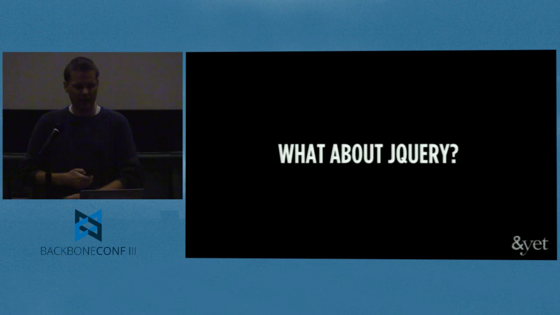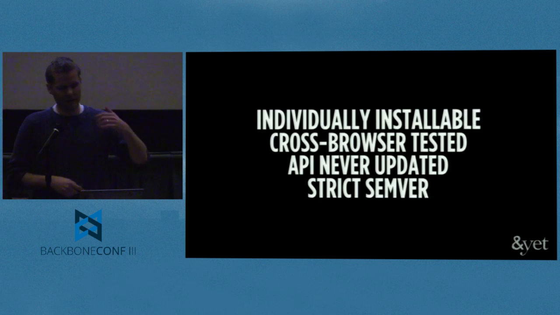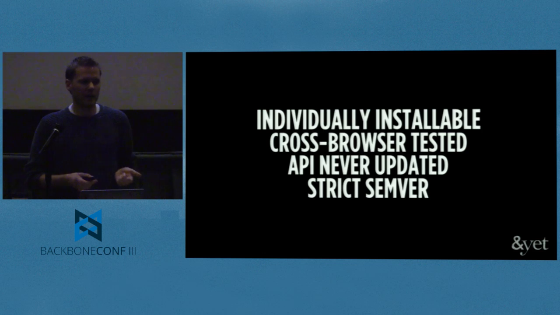And then what about jQuery? Arguably it's the same thing, right? Ideally, I want this as well. I want to be able to have a cross-browser add class that's optimized for newer browsers that just works. If that's the only thing in my library that I need from jQuery, I don't want to be dependent on jQuery. And so I want individually installable, cross-browser tested, as much as possible, APIs that never get updated. Because why would I ever need to, right, in that case? And that are strict semver as possible, right?